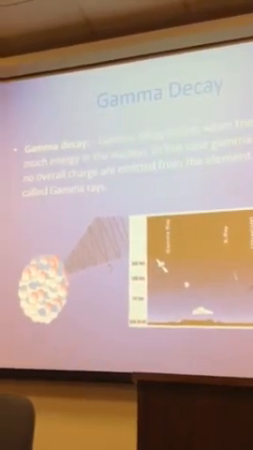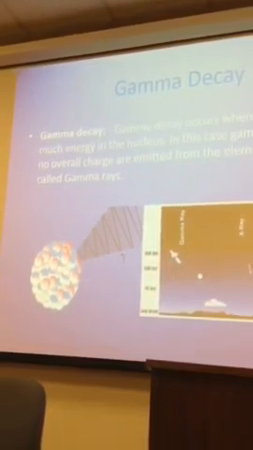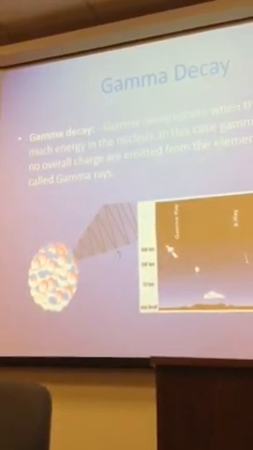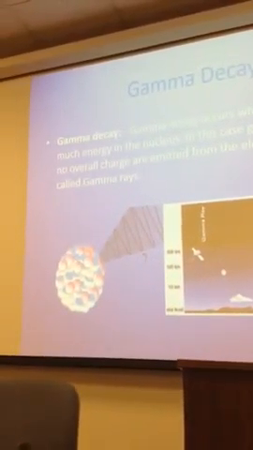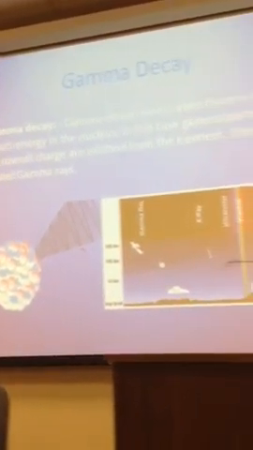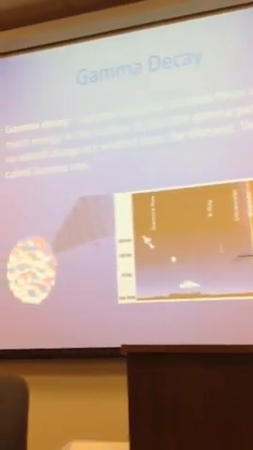Now we come to the gamma decay, and this occurs when there is too much energy in the nucleus, and in this case gamma particles with no overall charge are emitted from the element. These are called gamma rays. So you can see the radiation being radiated out of the nucleus. There's no electron or proton coming out of this. It's just the atom that's at a higher energy level. When it stabilizes, it releases energy, and that goes out in the form of gamma rays.